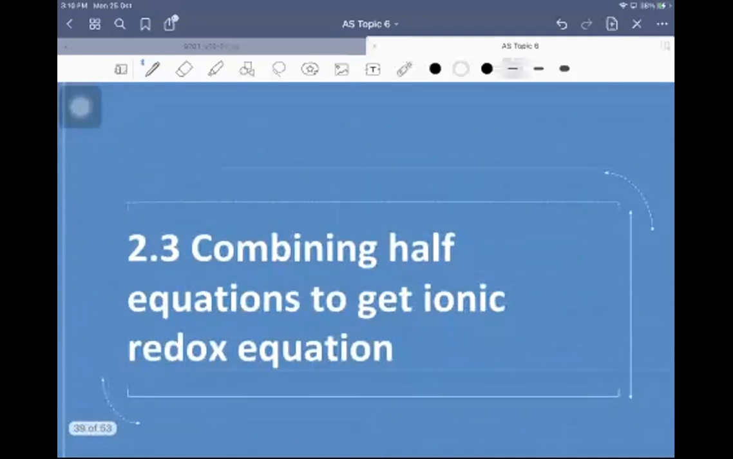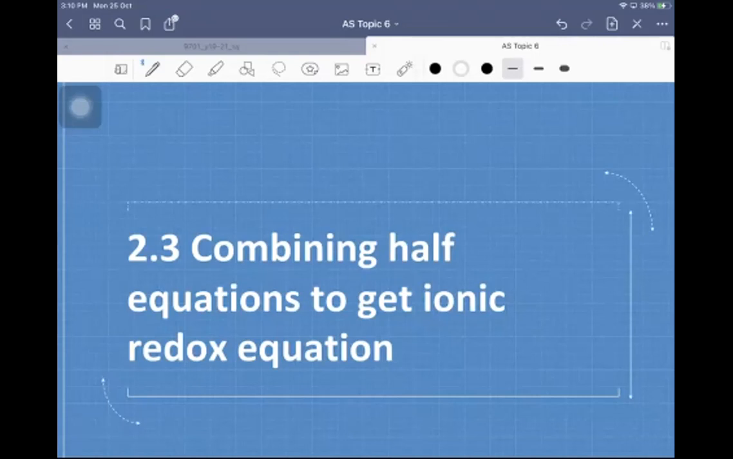Combining half equations to get ionic redox equations. So we're now going to combine our half equations to get a full, complete equation, whether it's a neutral, uncharged, or ionic equation. The most important thing is that when we combine half equations, the first rule is that one half equation must be oxidation and the other half equation must be reduction. That's why it's called a redox. You cannot combine two half equations that are both reduction or both oxidation.